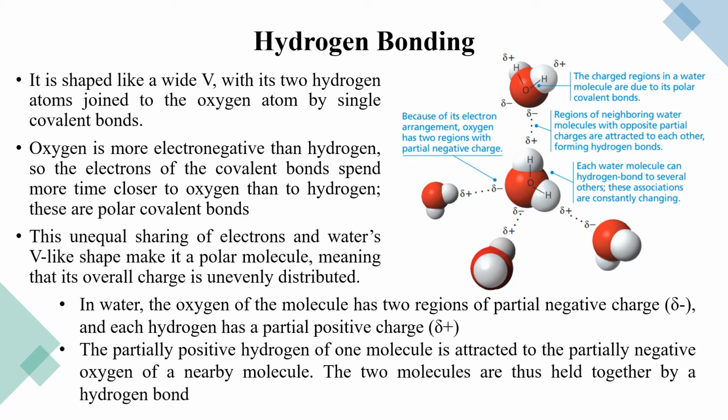This unequal sharing of electrons in water's V shape makes it a polar molecule, meaning that its overall charge is unevenly distributed. In water, the oxygen of the molecule has two regions of partial negative charge and each hydrogen has a partial positive charge.